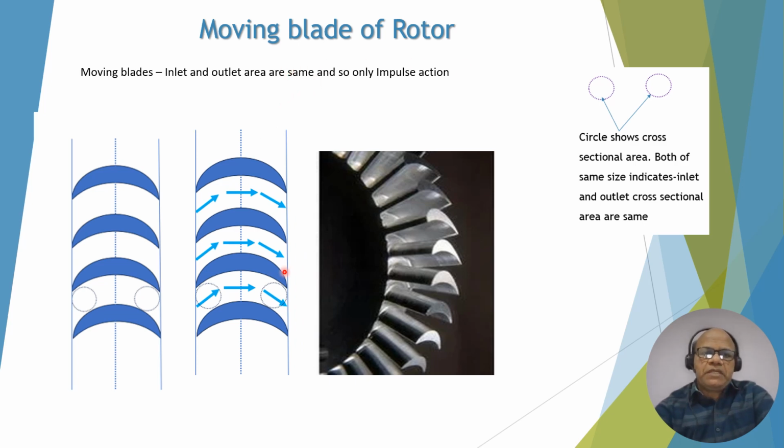So rotor, moving blade. Let us focus on the moving blade. The moving blade cross section area is the same at inlet and outlet of an impulse turbine. You can see here the circle shows the inlet and outlet cross section area of the moving blade are the same. This is a flow diagram of the moving blade, steam is flowing in and out, and since the cross section area of the blade is the same, that means the relative velocity at inlet and outlet will be the same. This is the actual photograph of the blade, where inlet and outlet are the same.